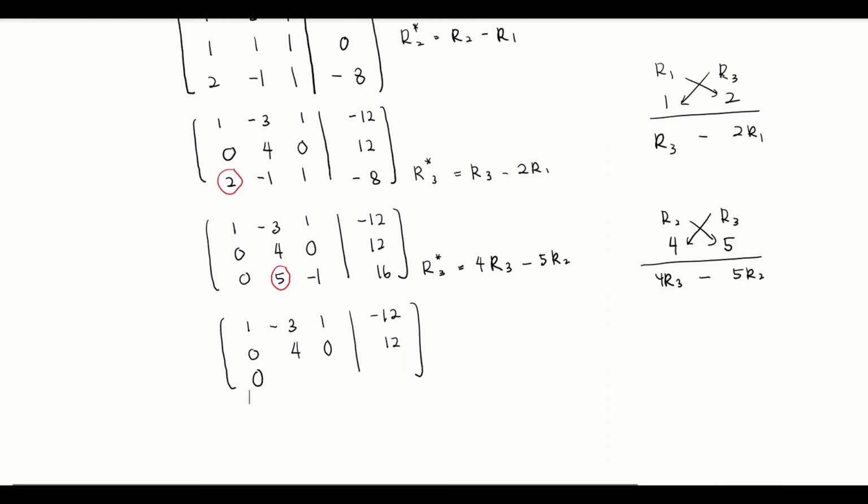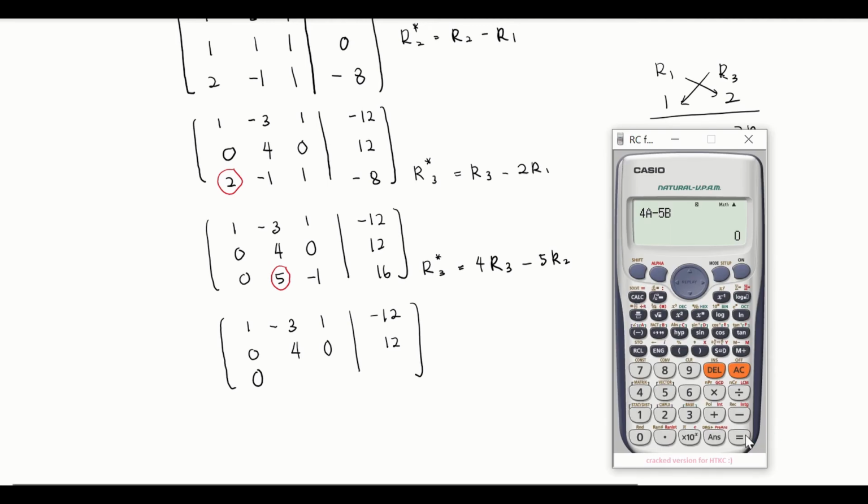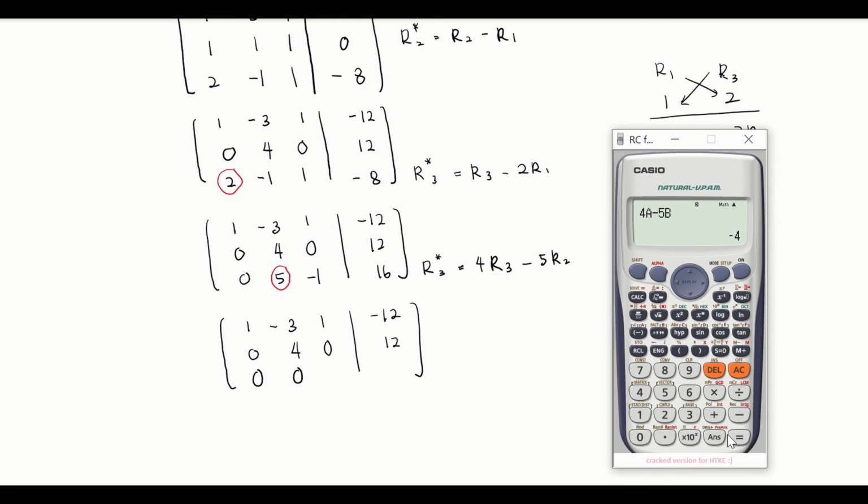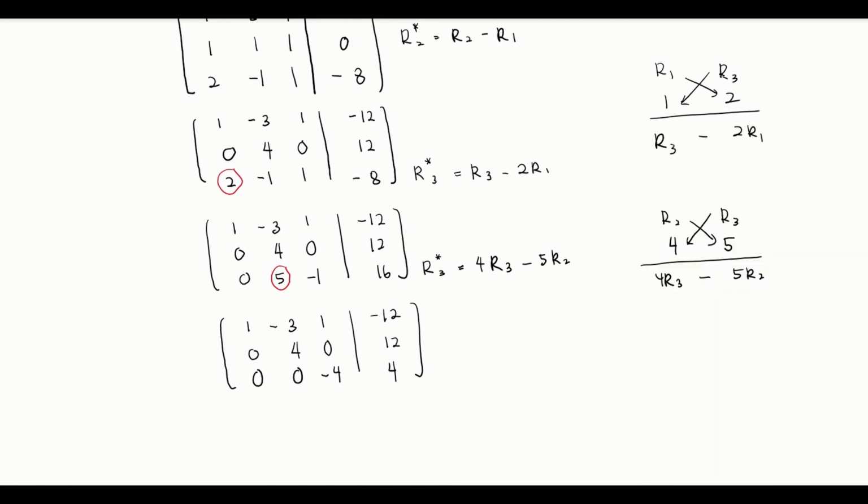So first one 0, also 0, negative 4, this is 4. Alright, so we managed to reduce this augmented matrix to have 0 at these three elements. If we look at the third and second column, this is actually already done because this becomes 0, 4, 0, and this is 0, 0, negative 4.